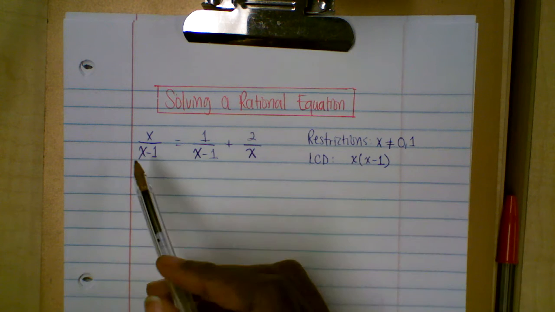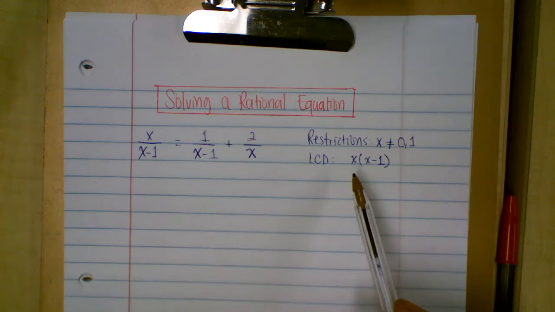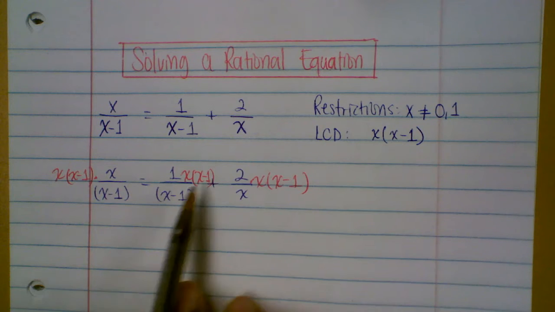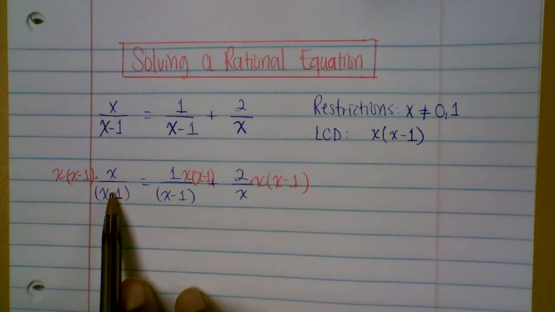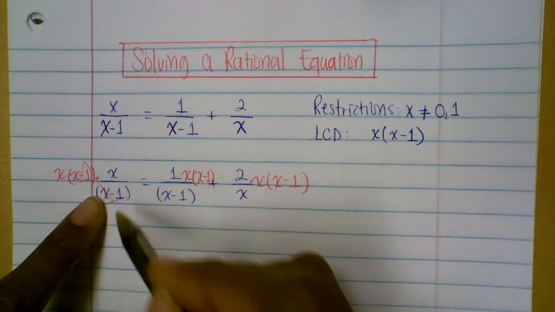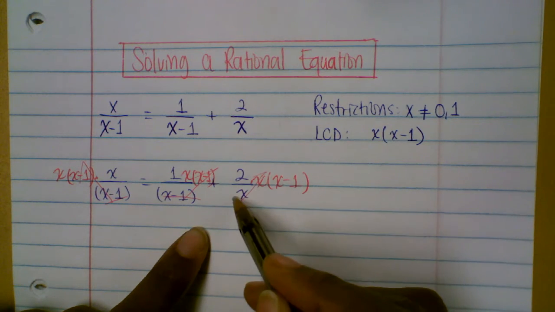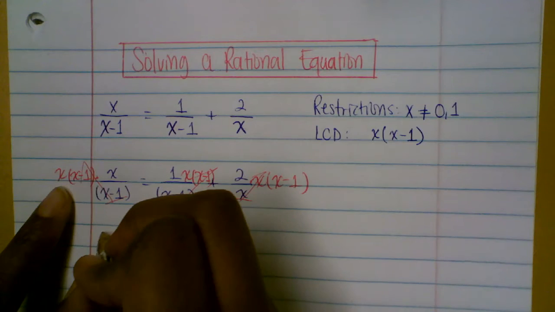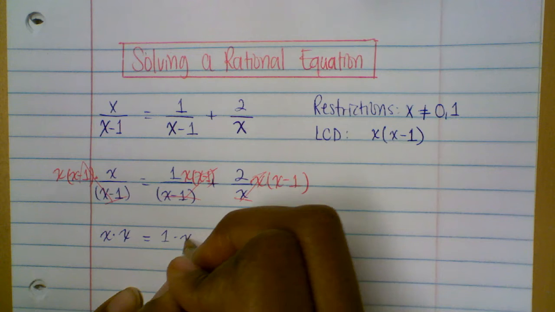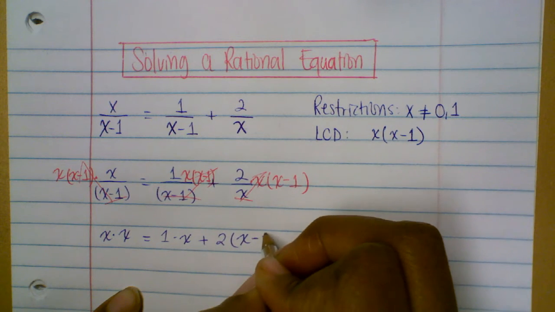What you can do next is multiply every single term by the LCD, so that you can cancel the division by the denominators x minus 1 and x. Here, the only factor that simplifies is x minus 1 to 1 whole. It's also x minus 1, and here it's just x. So I'm left with x times x equals 1 times x plus 2, in parentheses, times x minus 1.